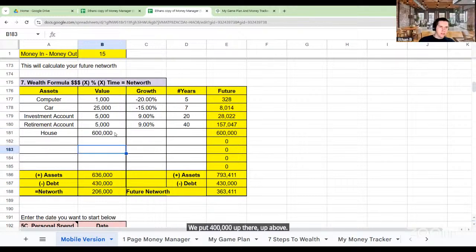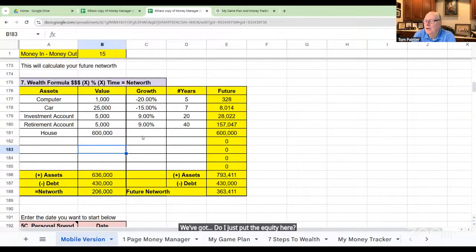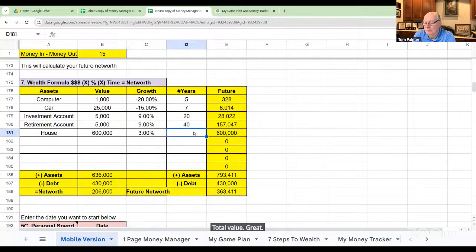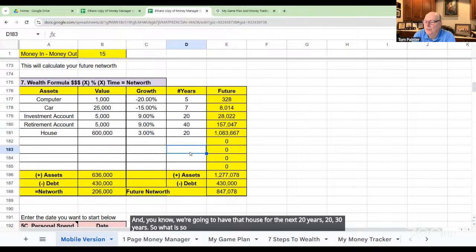Do I just put the equity here? Nope, that's the value, because we have the total loan up above, and it's going to grow at about 3%. And we're going to have that house for the next 20, 30 years. So what is so cool about this is you can see your before picture right now.